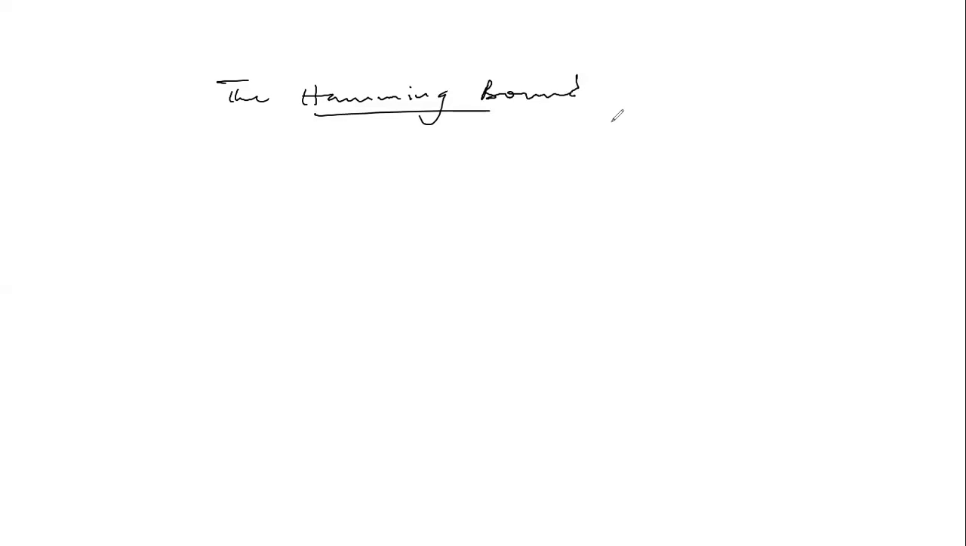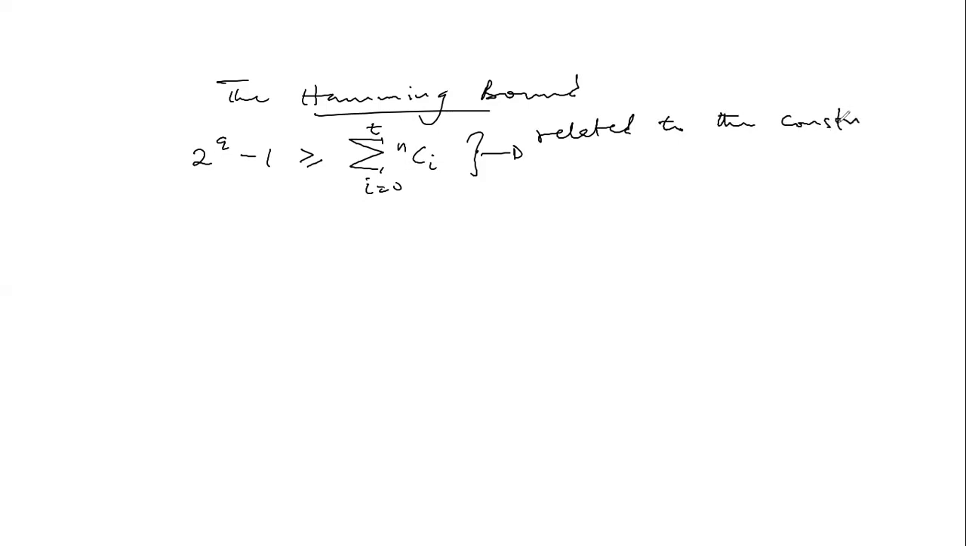So we said that in coding, the inequality 2 to the power of q minus 1, which is greater or equal to the summation of i taking on values from 0 to t of n combination i, is related to the construction and performance of error correcting codes.